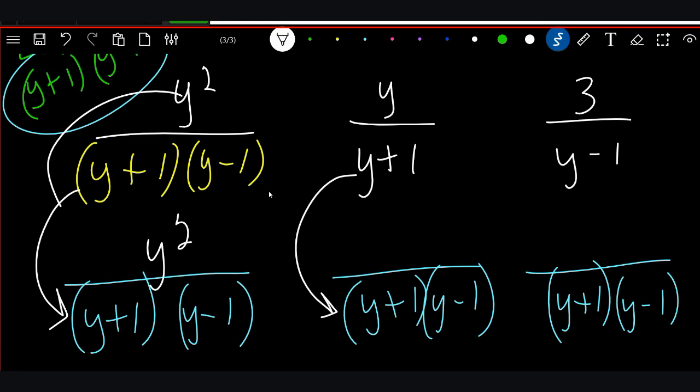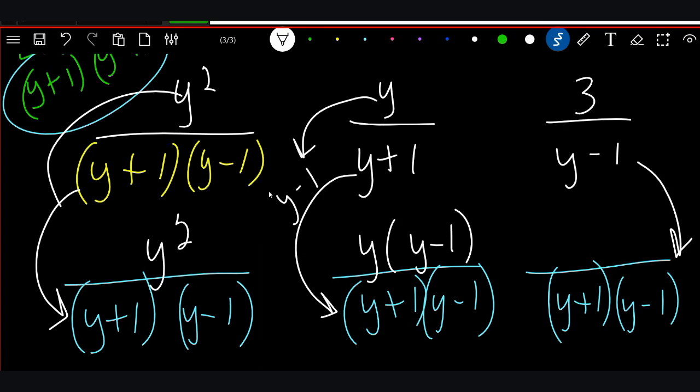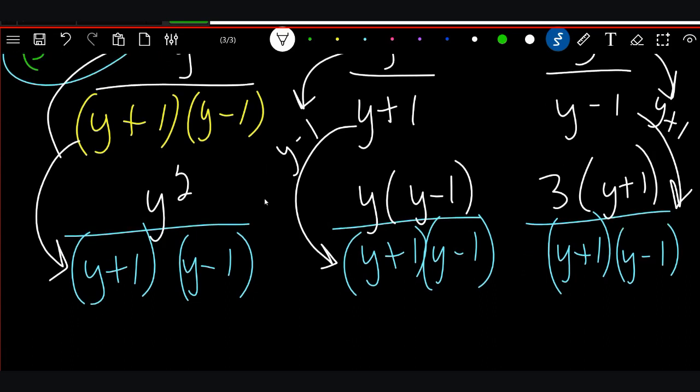Perfect. Well, here's another one. Y plus 1 times what? Well, y plus 1 and y plus 1 match. So what's extra here is the y minus 1. So we multiplied by y minus 1. Now we need to do the numerator by the same thing, y times y minus 1. And we would do the same thing here with our last one, y minus 1. Well, that matches right there. And so what did we multiply by? The y plus 1. So we multiply the 3 times y plus 1, and we get 3 times y plus 1. There we go. And so there are our 3 new fractions.